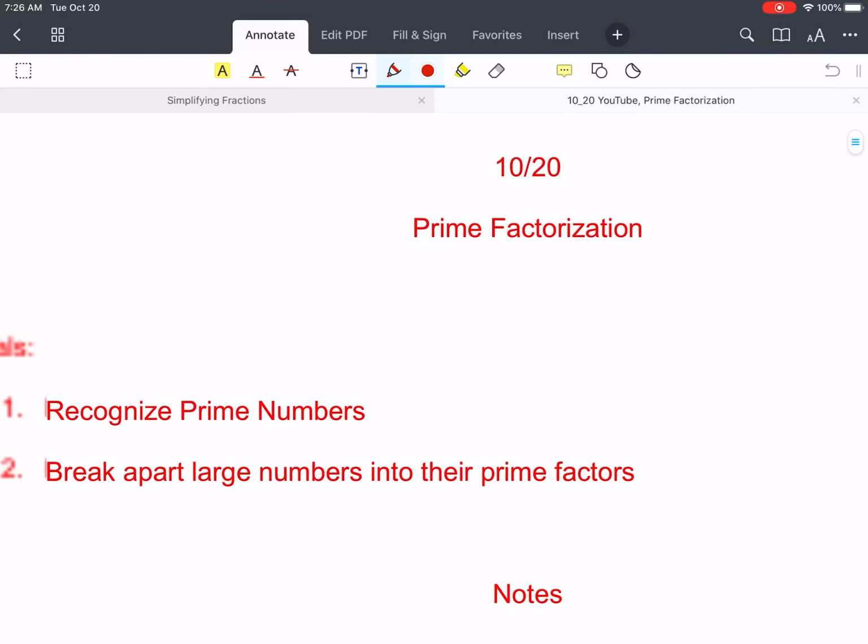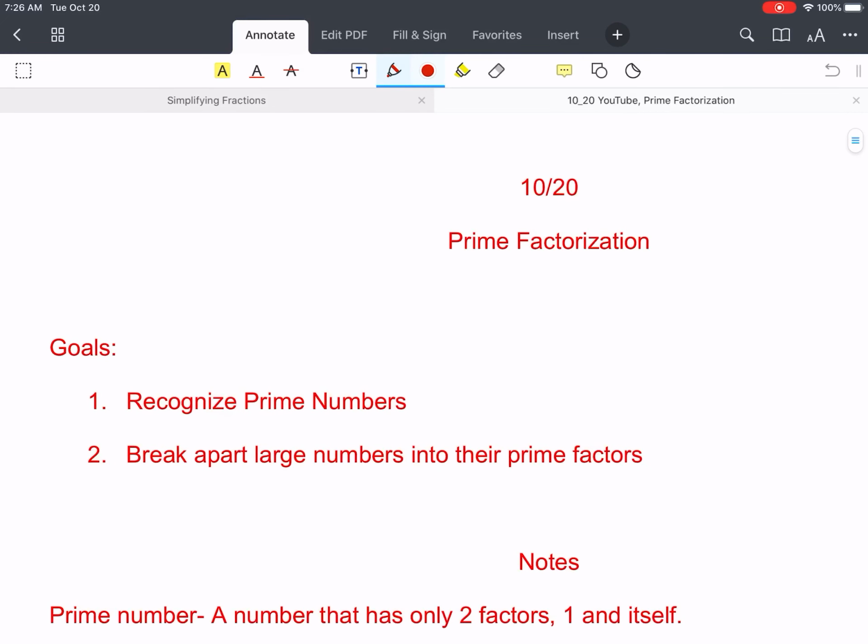So, our two goals for prime factorization are to, number one, recognize prime numbers. We'll talk about those a little bit. And then goal number two, break apart large numbers into their prime factors. So that'll be the prime factorization. And we'll go through a few examples to show you that later.